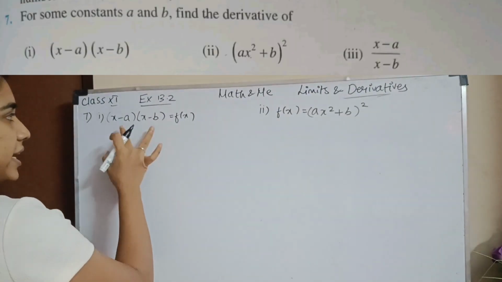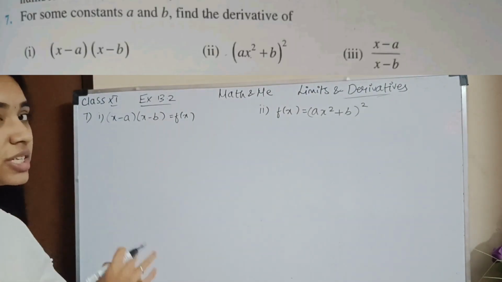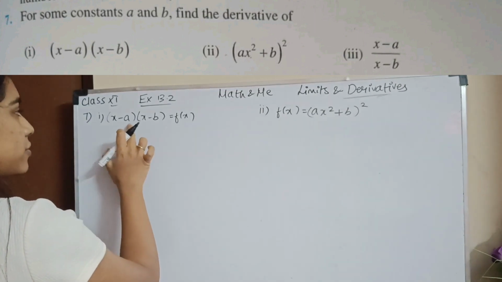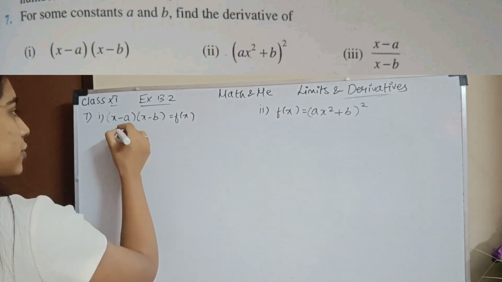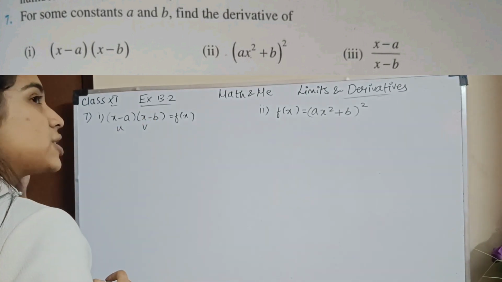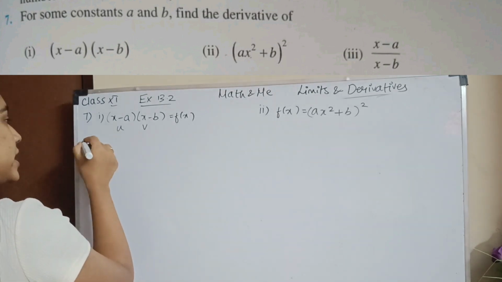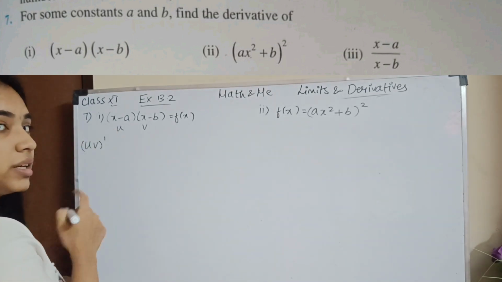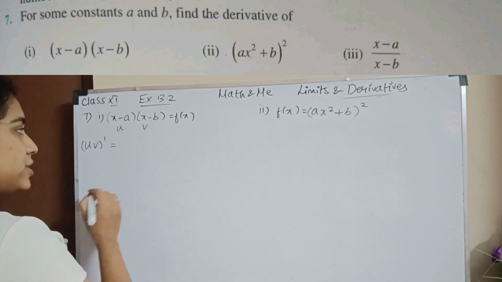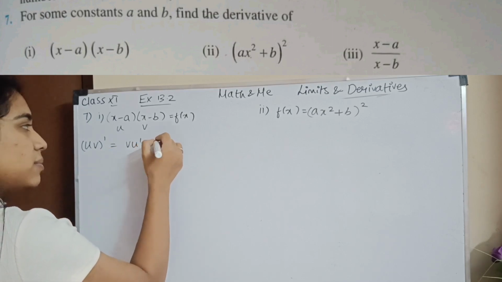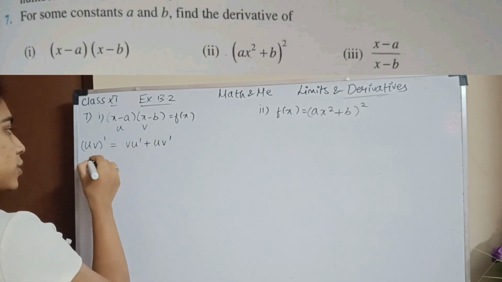Seventh question. I have f of x, which is in terms of a product. Correct? So this is one function, this is another function. So this is of the form u into v. Now, what is the Leibniz product rule? The derivative of uv, the whole prime, gives me v u dash plus u v dash.